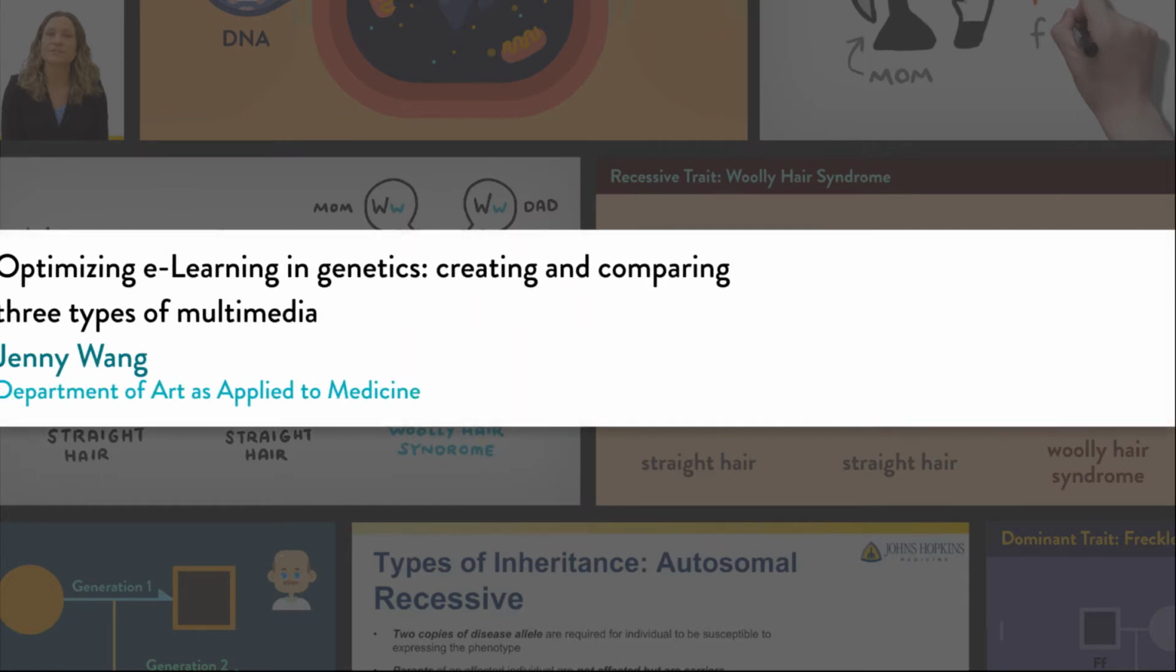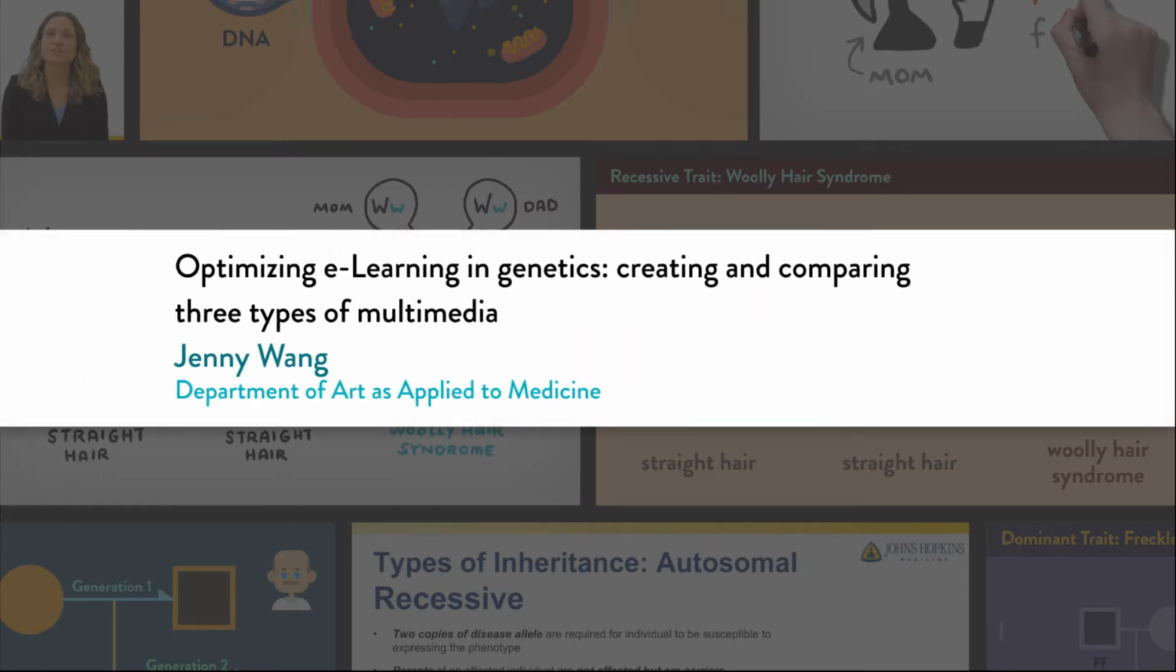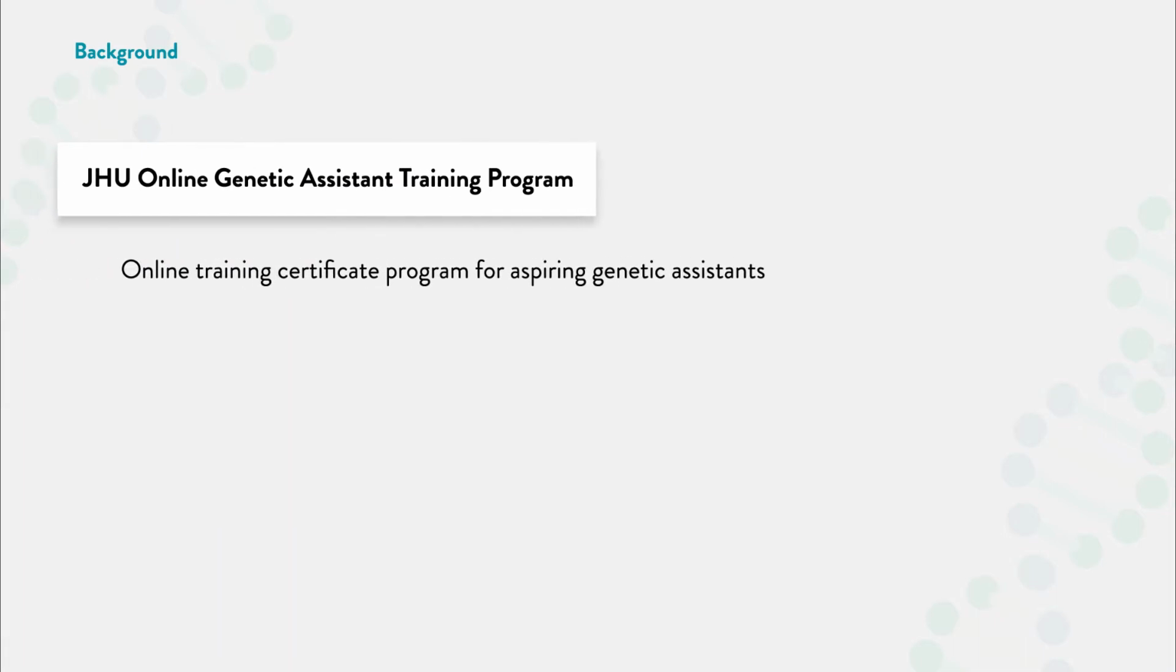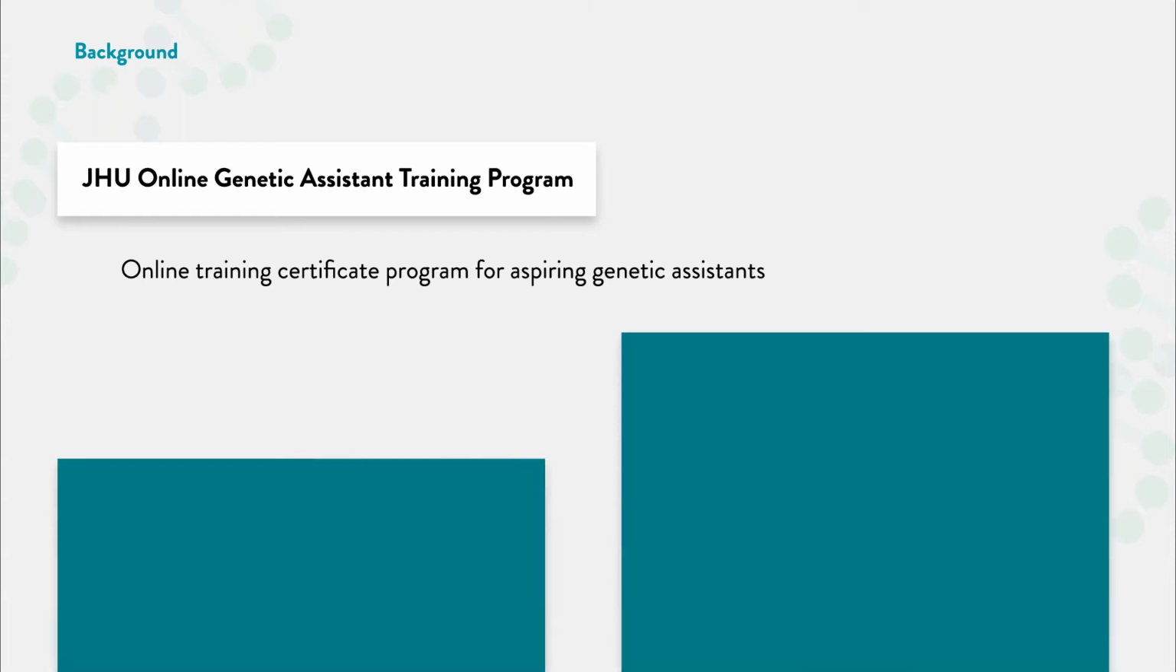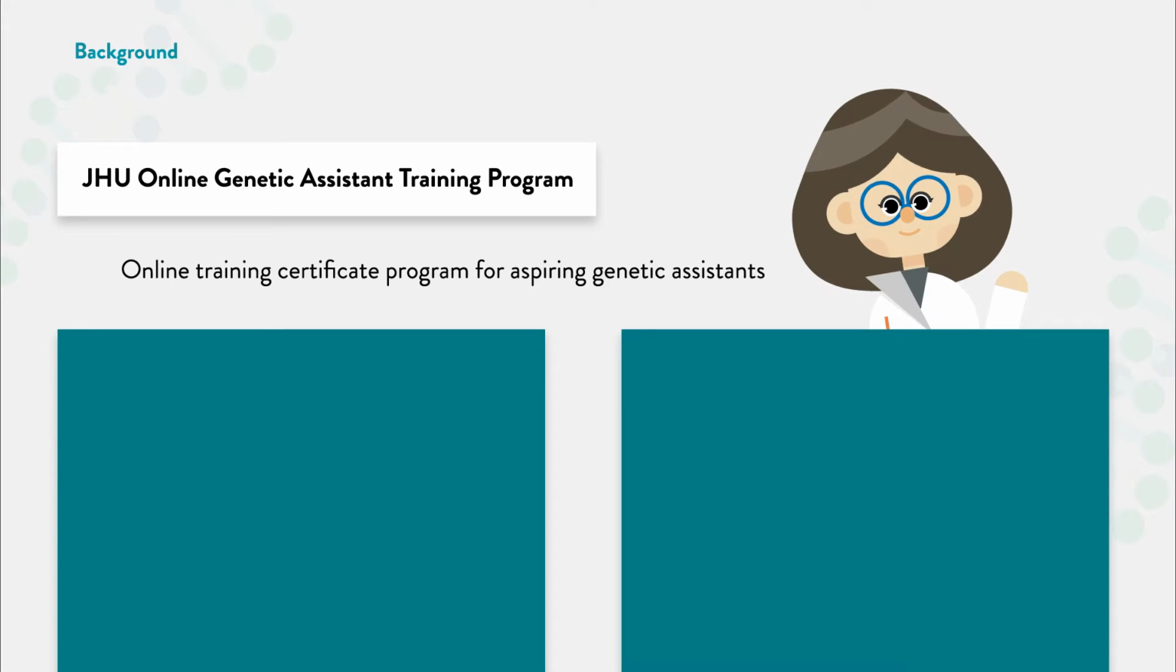My master's thesis is titled Optimizing E-Learning in Genetics, Creating and Comparing 3 Types of Multimedia. For this project, I worked with the JHU Online Genetic Assistant Training Program, which is an online certificate program designed to provide genetics knowledge and skills to current or aspiring genetic assistants.